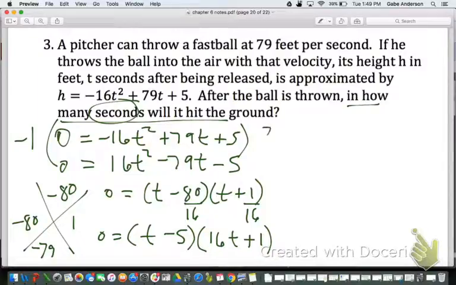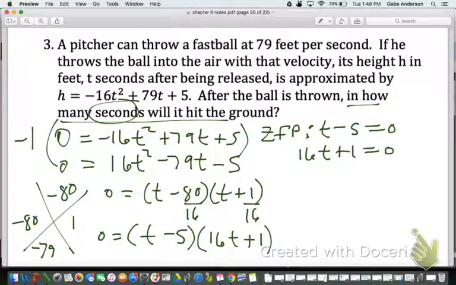So the zero factor property would be this. t minus 5 equals 0. 16t plus 1 equals 0. When we solve, we get these two numbers. t is equal to 5. t is equal to negative 1/16.